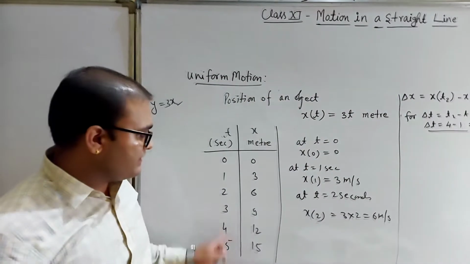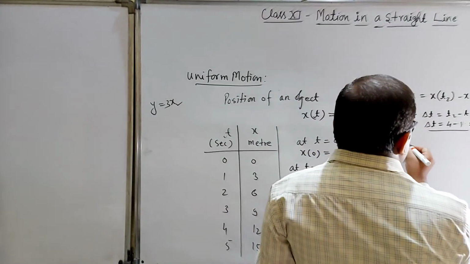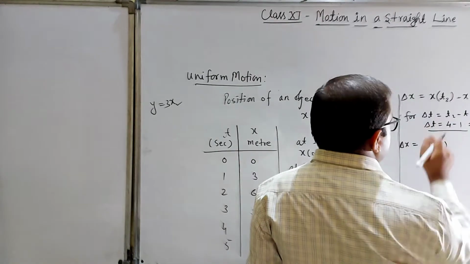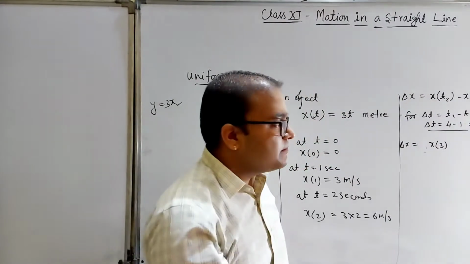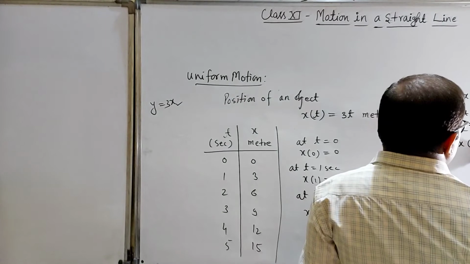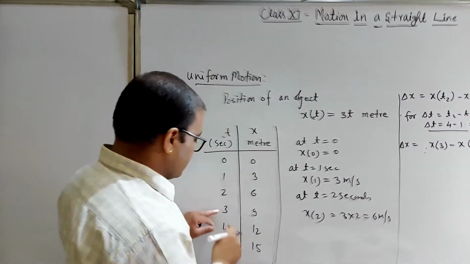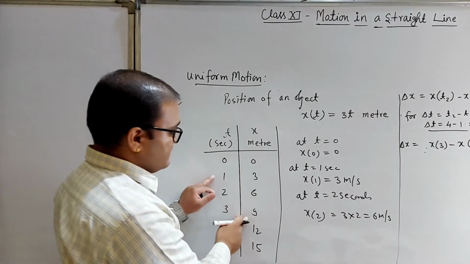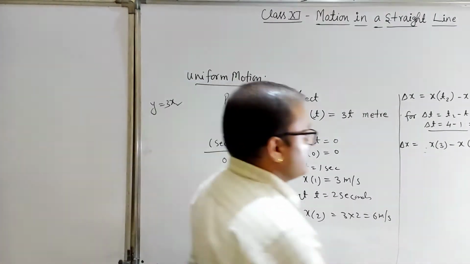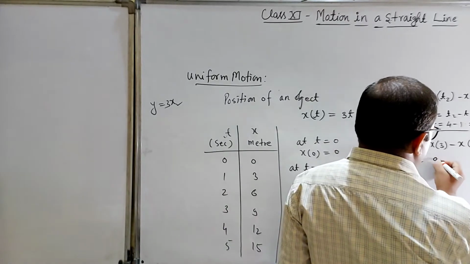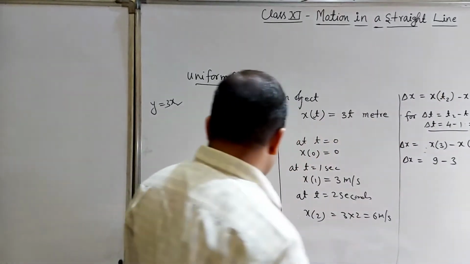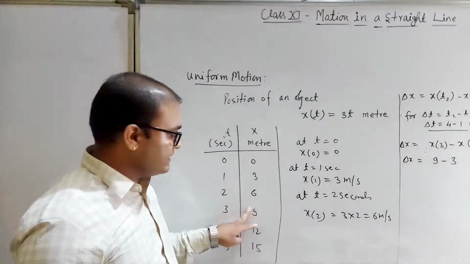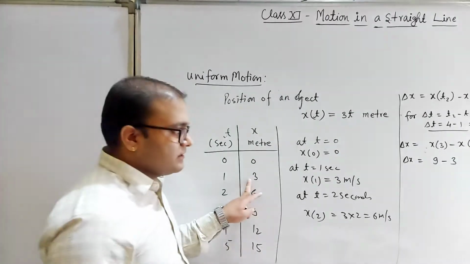What is the meaning? Delta x: I am checking the change in position, the position at 3 second minus the position at 1 second. At 3 second, what is x? x(3) is 9, and x(1) is 3. So delta x equals 9 minus 3. x(3) is the position of the object at 3 second, that is 9, and at 1 second it is 3.